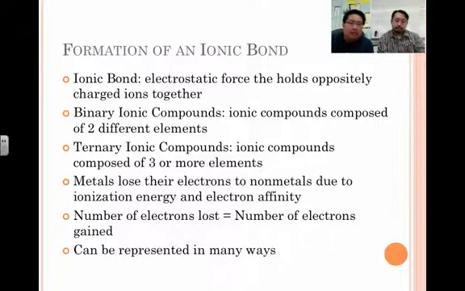Right. There are a couple different kinds of ionic compounds. There are binary ionic compounds. These are ionic compounds composed of two different elements, whereas ternary ionic compounds contain three or more, and we'll talk about how that's actually possible.